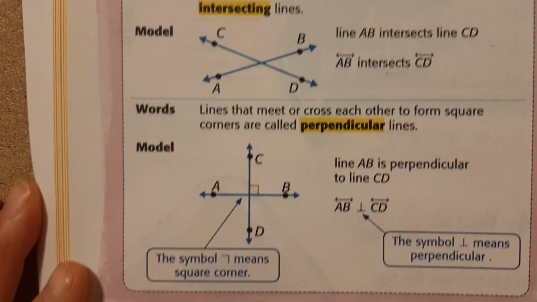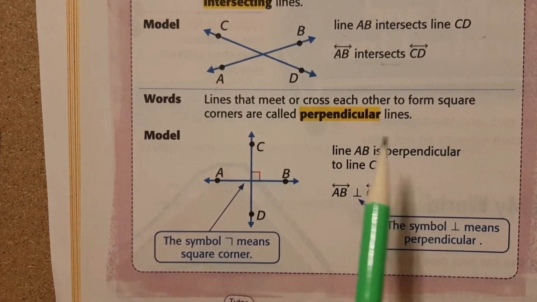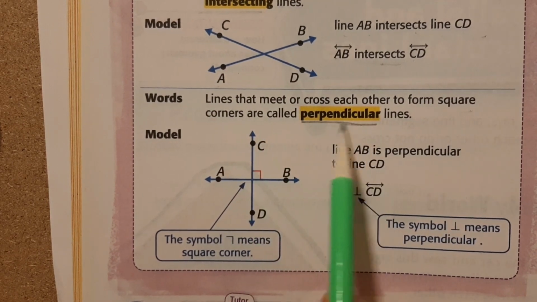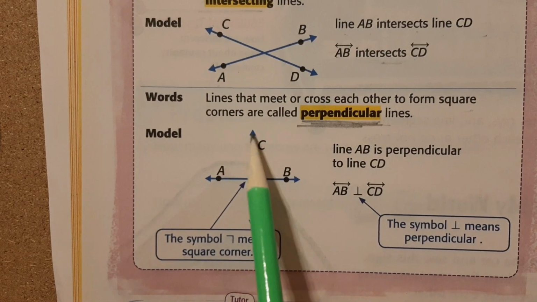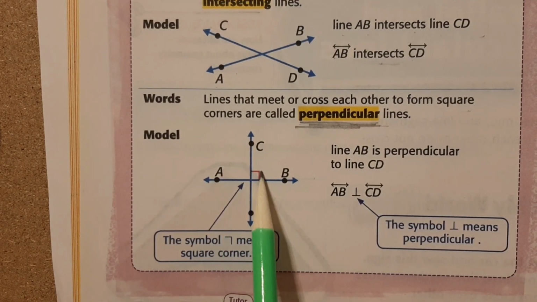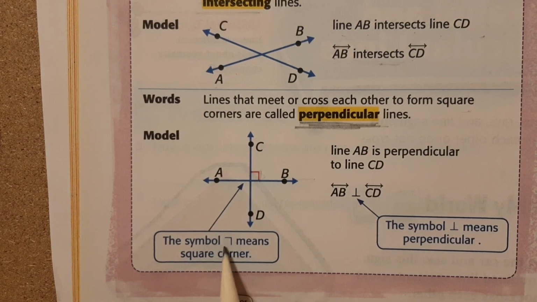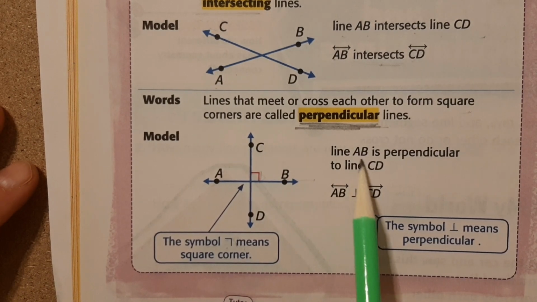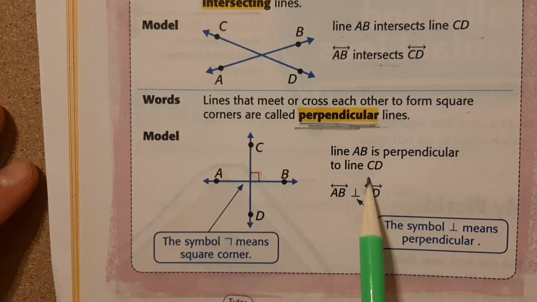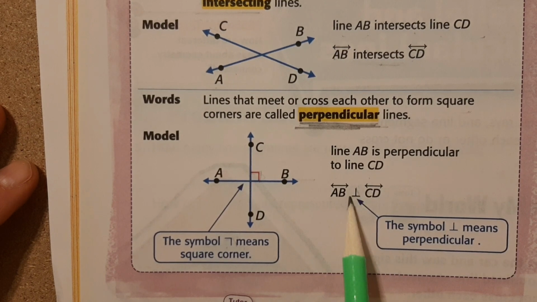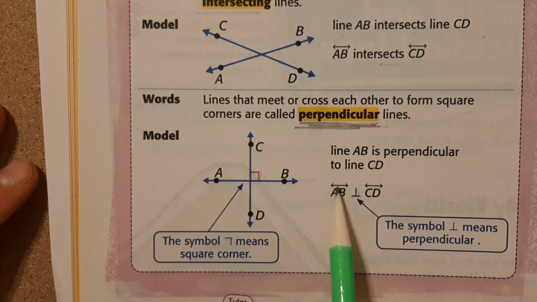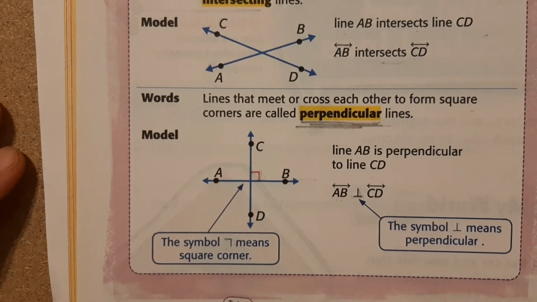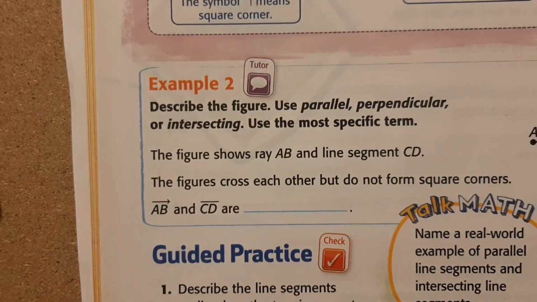Now there's a special type of intersecting lines that form square corners. Lines that meet or cross each other to form square corners are called perpendicular lines. Say perpendicular. And that's when two lines intersect, but they form a square corner. This symbol here means square corner or right angle, which you're going to learn. So this says line AB is perpendicular to line CD. And there's this cool little symbol, which is a perpendicular line, to show that line AB is perpendicular to line CD. So now let's take a look at the question on example 2.